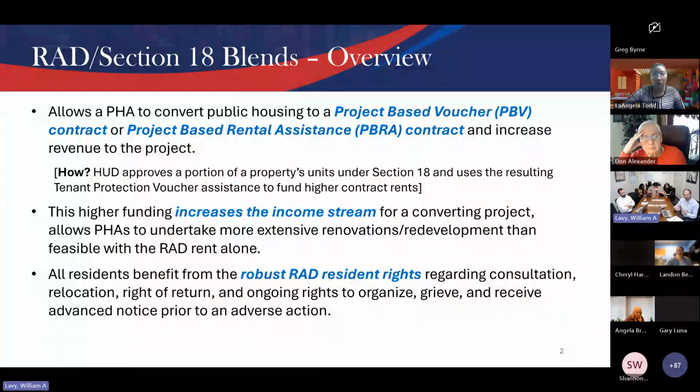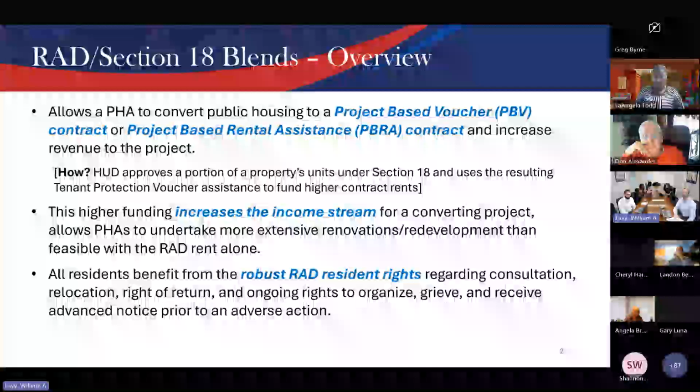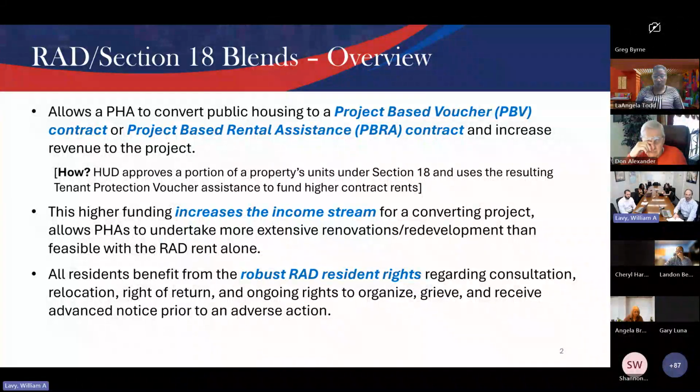How does HUD do this? The background details is we're approving a portion of the units under Section 18 of the Act as a disposition, which triggers tenant protection voucher funding, and we're capturing that funding and using it to establish higher contract rents in the Section 8 contract. We do as much as we can to shield users from the complexity involved there and do as much of that behind the scenes, but just so you're aware of the background.